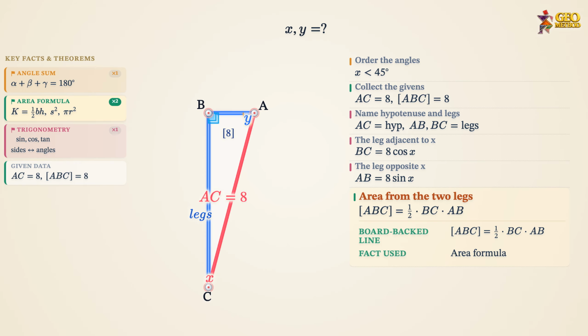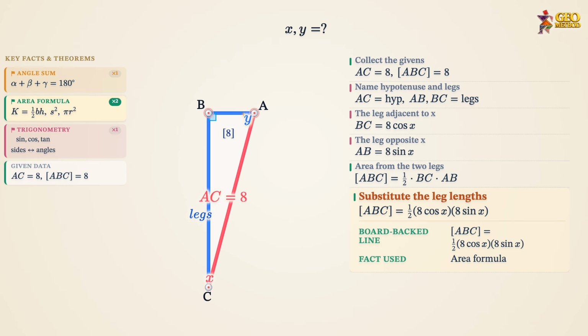The two legs meet at the right angle B, so they are perpendicular. That lets one leg be the base and the other the height, giving area 1/2 times segment BC times segment AB. Substitute the leg lengths we found. The area becomes 1/2 times 8 cosine x times 8 sine x.